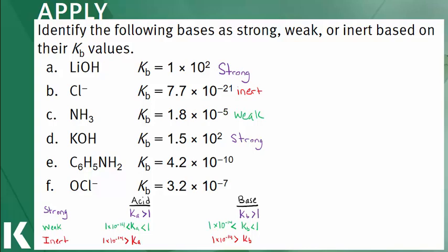The molecule in E is aniline. A Kb of 4.3 times 10 to the negative 10th is greater than the Kw, but less than 1, so this is a weak base. Lastly, we have hypochlorite in F. With a Kb of 3.2 times 10 to the negative 7th, this also falls in between the Kw constant and 1. Therefore, hypochlorite is a weak base.